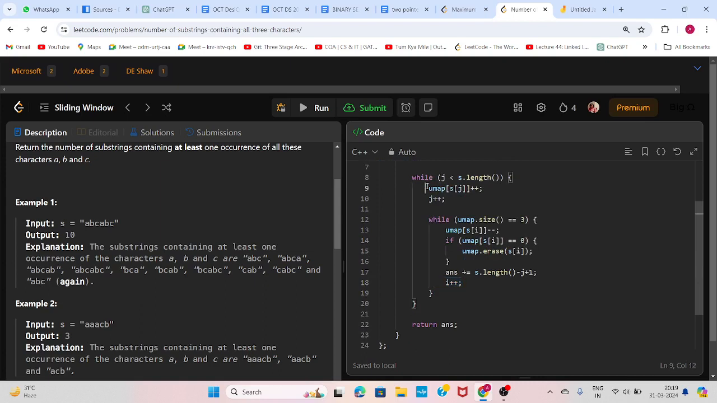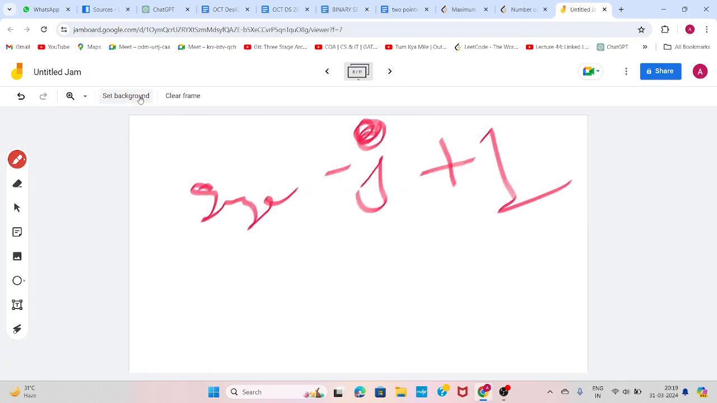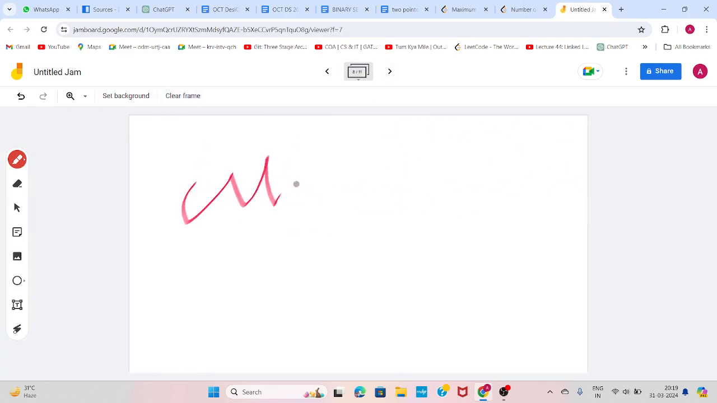So basically this is the calculation part, and this is how we are moving the window, and this is calculating the answer, and we are returning the answer here. What I mean to say is, a b c a b c.